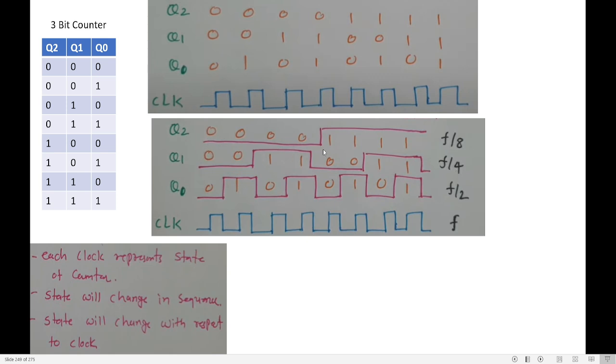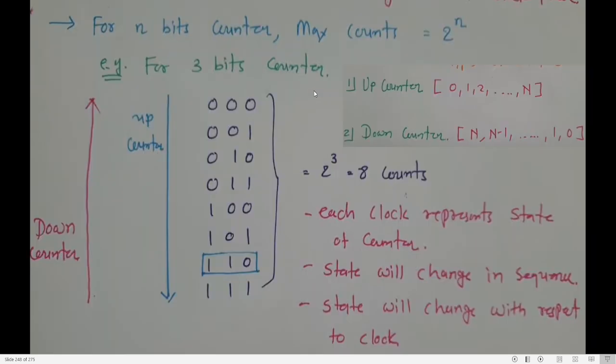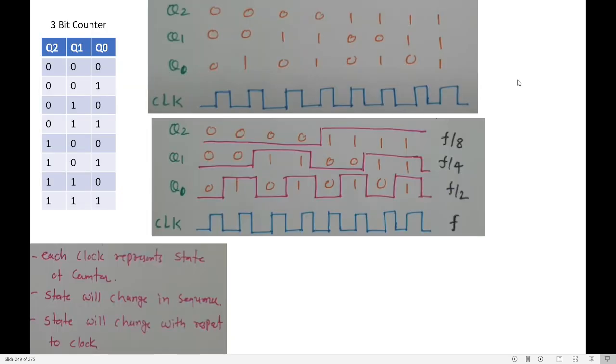Here a positive and a negative has how many bits? 1, 2, 3, 4, 5, 6, 7, 8. So frequency divided by 8. That is why we call counter as what? It is also used to divide the frequency. We can use it as a frequency divider. So that is also one application of counter. Counter is used as a frequency divider.